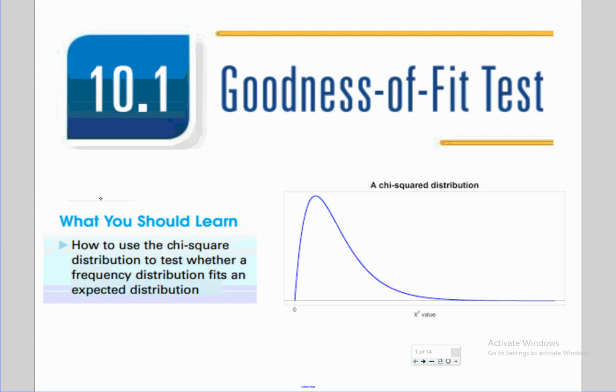All right. So 10.1 and 10.2 have to do with what's called a chi-square distribution. When you look at your table of values packets, you're looking today at the one that says table 6. It's a chi-square distribution. So we're going to be using that in a little bit.